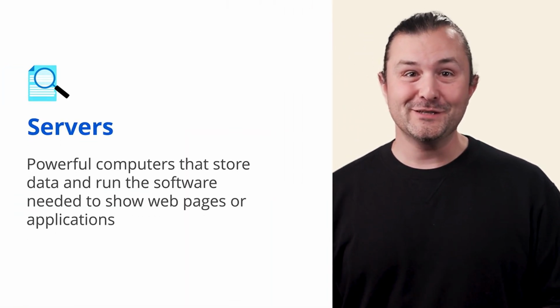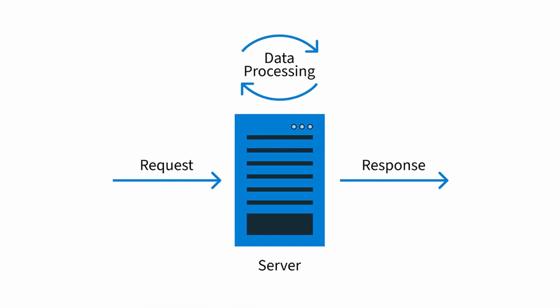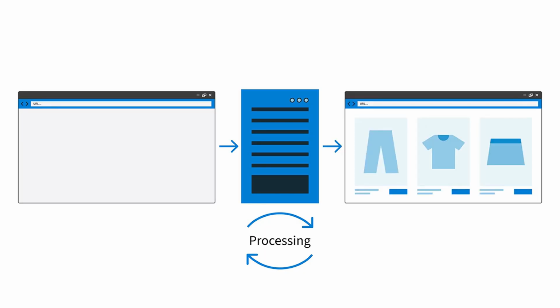Because front-end code has these limitations, especially when it comes to handling complex tasks and securing data, developers rely on servers to pick up where the front end leaves off. Servers are powerful computers that store data and run the software needed to show web pages or applications. Servers receive requests, process data, and send a response. For example, when you type a URL, your browser sends a request to the server. The server receives the request and processes it, usually interacting with the database to receive information. Then the server sends the data back to your browser, and your browser shows you the web page.